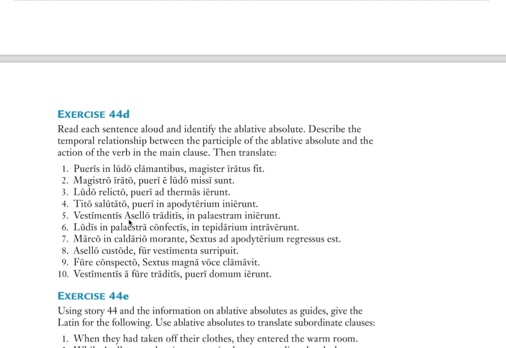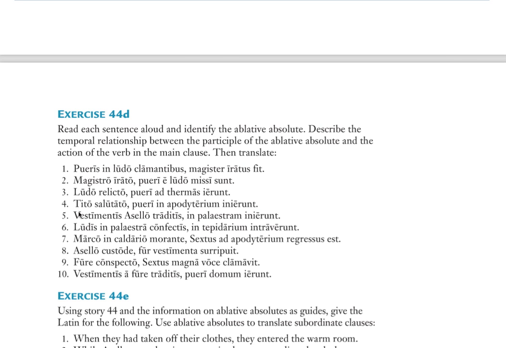So this is going to be roughly translated after the clothes. Since we've got this first, then this, we're going to say after the clothes had been handed over to a cellus, they entered. They meaning the boys or Uncle Titus or whoever it was that was going out into the palaestra. They went into, they entered onto or into the exercise grounds.